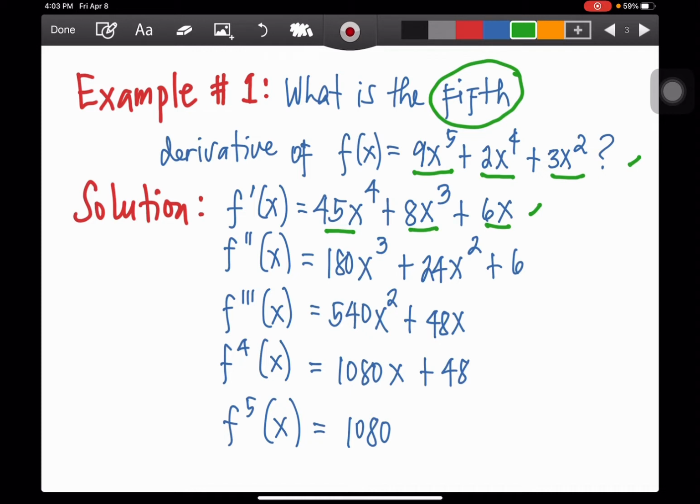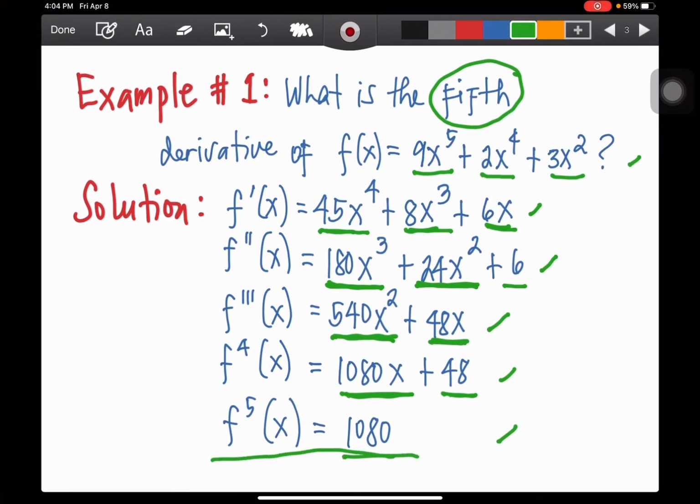Okay, then the second derivative is 180x cubed plus 24x squared plus 6. Then the third derivative is 540x squared plus 48x plus 0. Then the fourth derivative, 1080x plus 48. And then finally, for the fifth derivative, we have 1080 plus 0 or 1080. So this is now the answer that we are looking for.